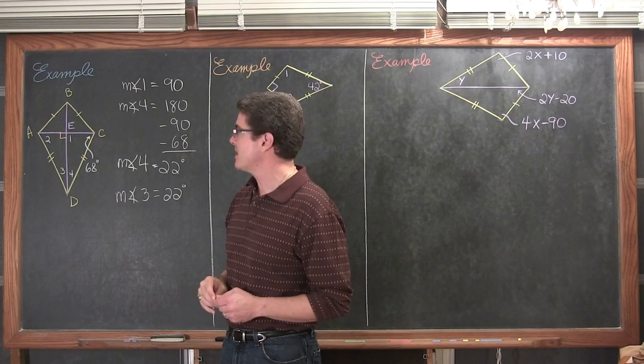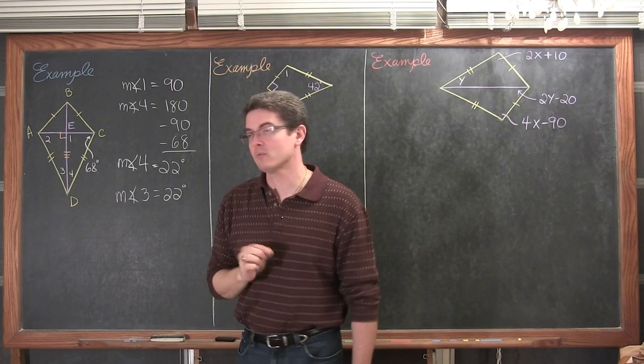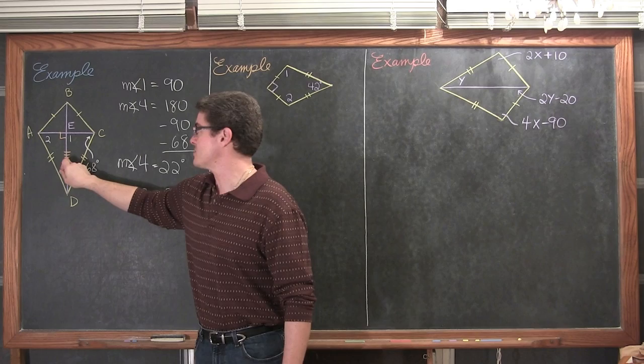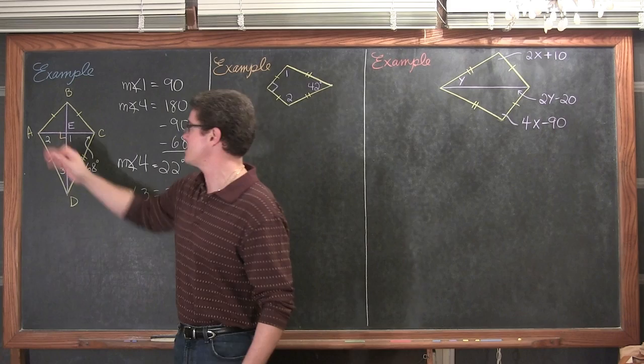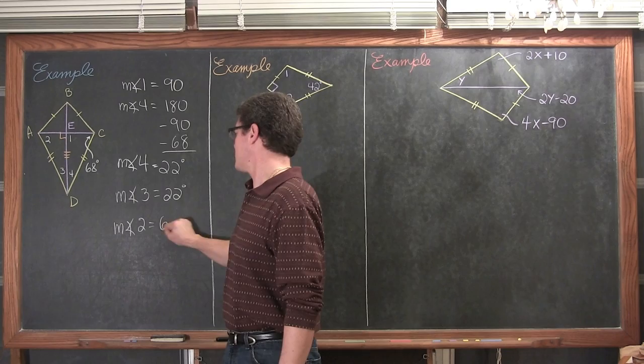And not only are they right triangles, but they're also congruent right triangles. I can prove that this triangle here is congruent to this triangle because of hypotenuse leg. And angle 2 is a corresponding angle to this angle in here that I've marked off as being 68 degrees. So if this is 68 degrees, then the measure of angle 2 is also equal to 68 degrees. And again, I kind of verbally talked through a little proof there, right?